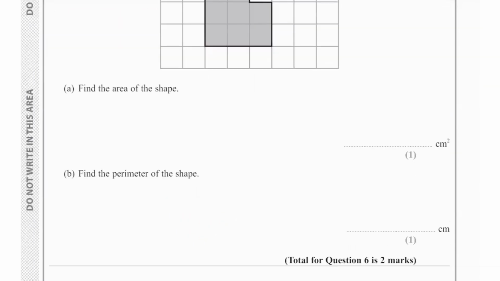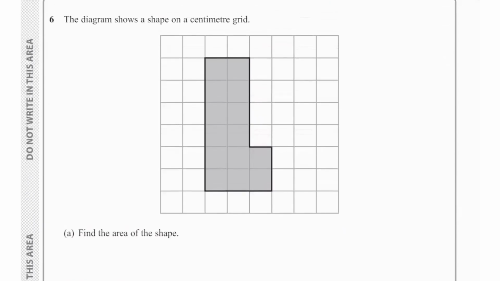Then it says find the perimeter of the shape. For the perimeter, we will look at the boundary of the shape. So this length is 2. This is going to be 4. This is 1. This is 2 again. This is 3. And this is 1, 2, 3, 4, 5, 6. So if we add these up, 6 plus 2 plus 4 plus 1 plus 2 plus 3, that's going to give us 18 centimeter. That is the perimeter of this shape.